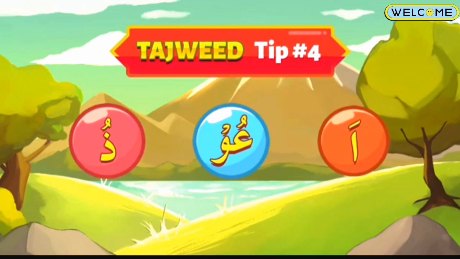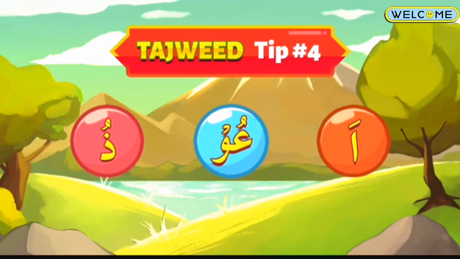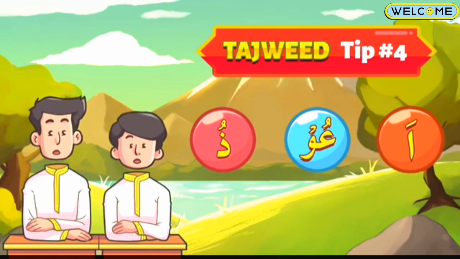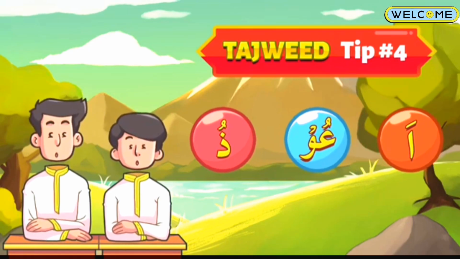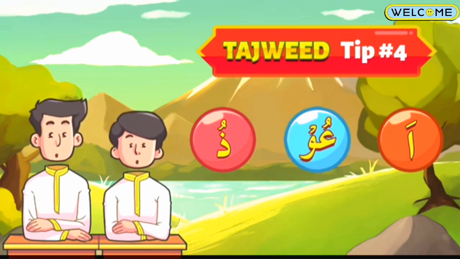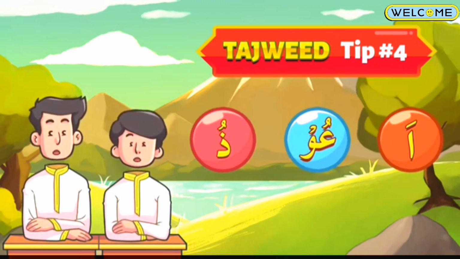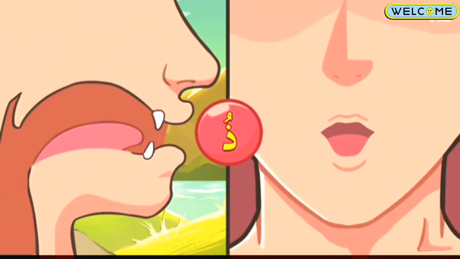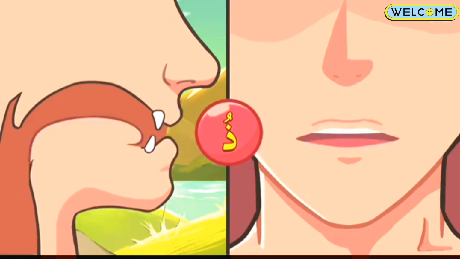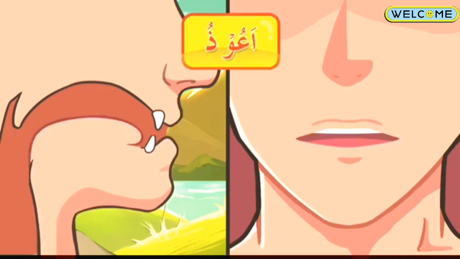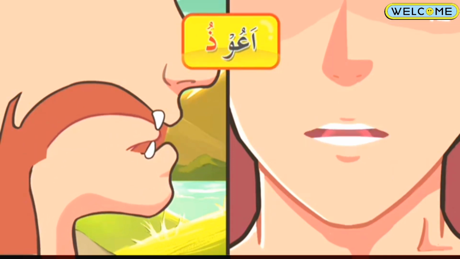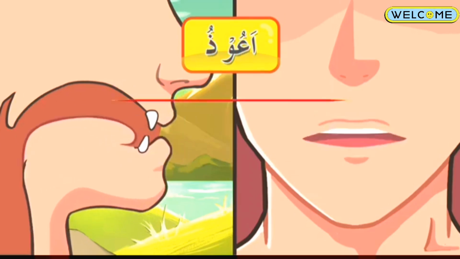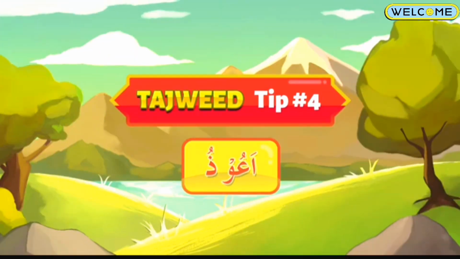So we'll do it step by step. Repeat after me. A, ru, zu. A, ru, zu. Again. A, ru, zu. And now let us bring them closer. A-ru-zu. A-ru-zu. And then let's recite the word. A'udhu. A'udhu. This way you can get the control over each of the syllables.